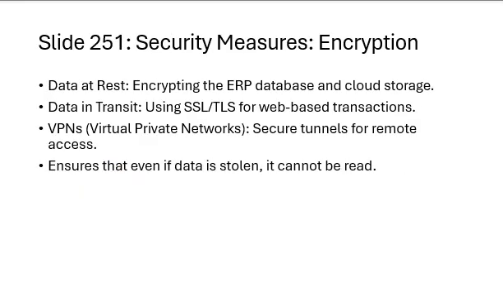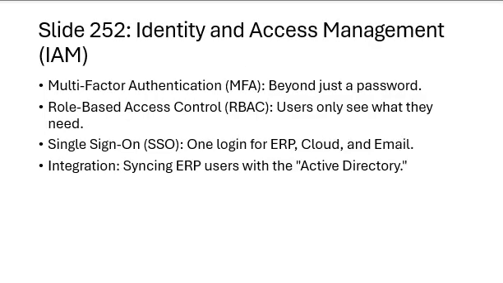And then how we do the security measures. First, we use encryption. So the data at rest is encrypted in the ERP database securely. The data in transit is protected using the SSL/TLS protocol, and a VPN will provide a secure tunnel for remote access. Encryption will ensure stolen data cannot be read. Strong encryption builds trust with digital customers.